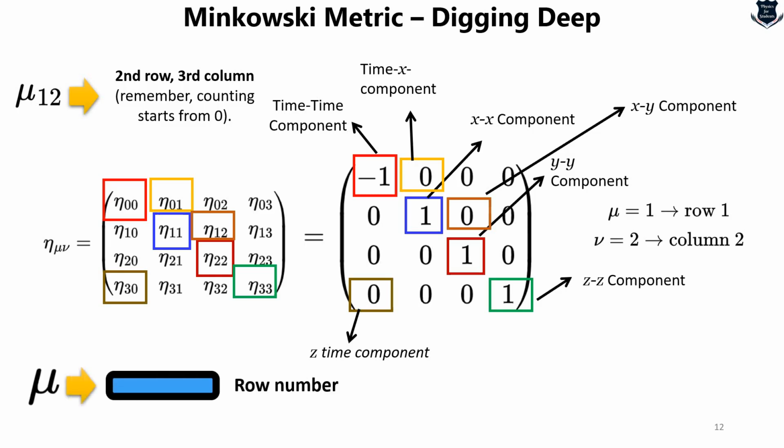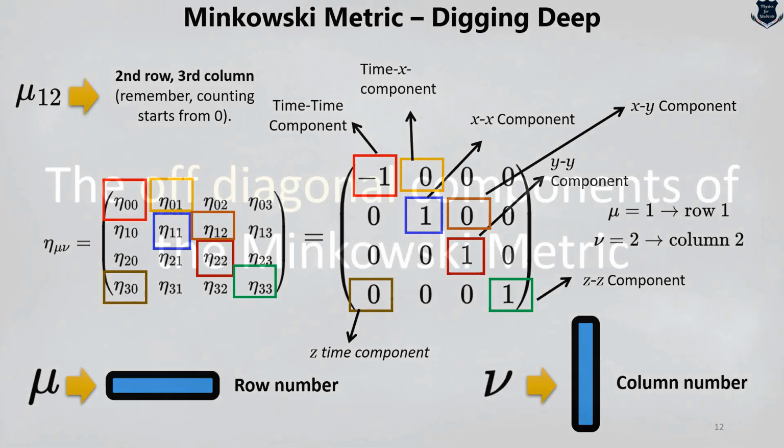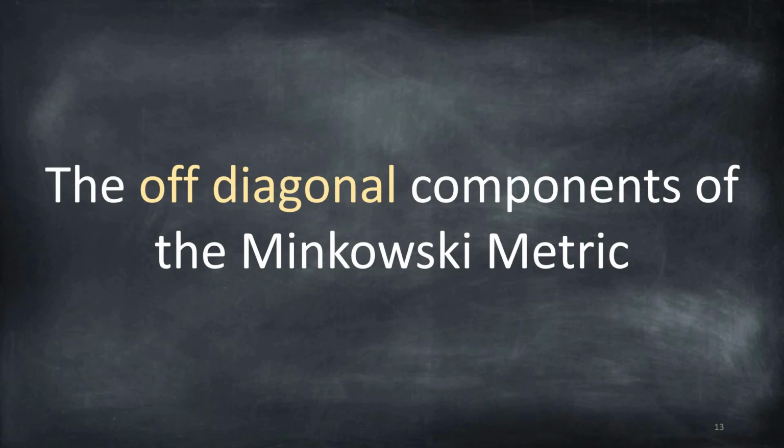So here mu is the row number which goes in this way, and nu is the column number which goes in this way. Now this is overall, but I haven't explained in depth what the diagonal and off diagonal actually mean. Before going there, I would first like to explain what the off diagonal components are. That means, in this matrix format, those which are not diagonal, what do they mean? And they really do carry a lot of meaning.